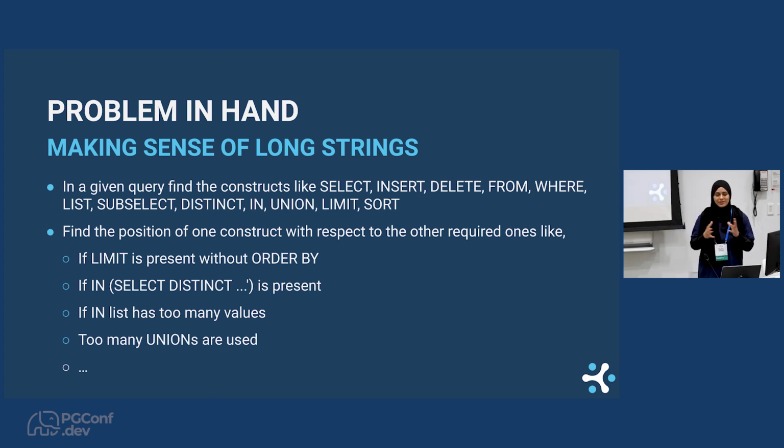And then if they are having a certain pattern to it, sometimes it is also important to know what the total number of those constructs is in that particular string. For example, if there are too many union clauses, that's also not a very good practice per se. And if you are using an in-list that has a lot of values in it, then it might not be an efficient query.